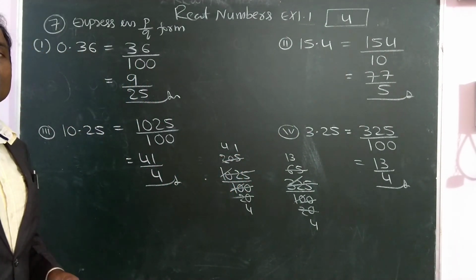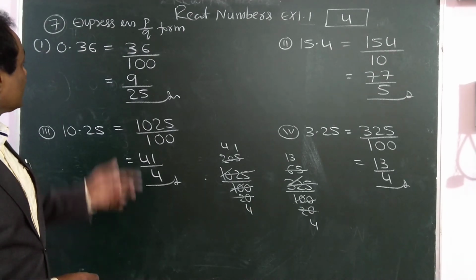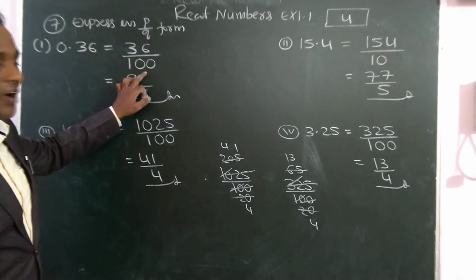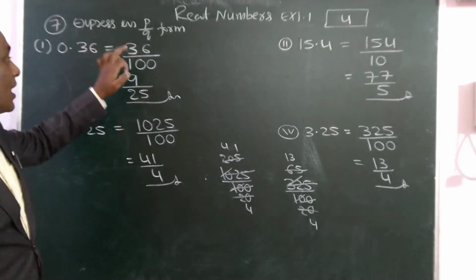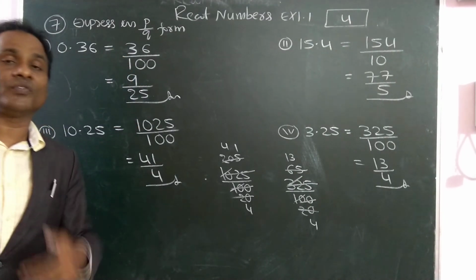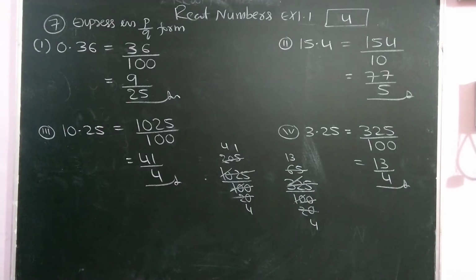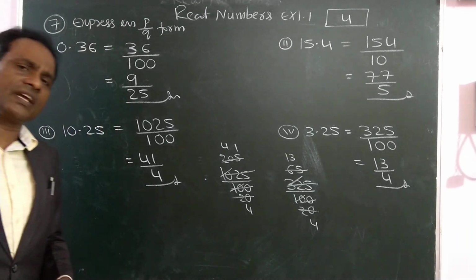That's all for today. Next model is the same, decimal form into P by Q form, but with a bar. When a bar is given, it is a very difficult model. So we will continue it tomorrow. That also you studied in the 8th class. So we will continue tomorrow.